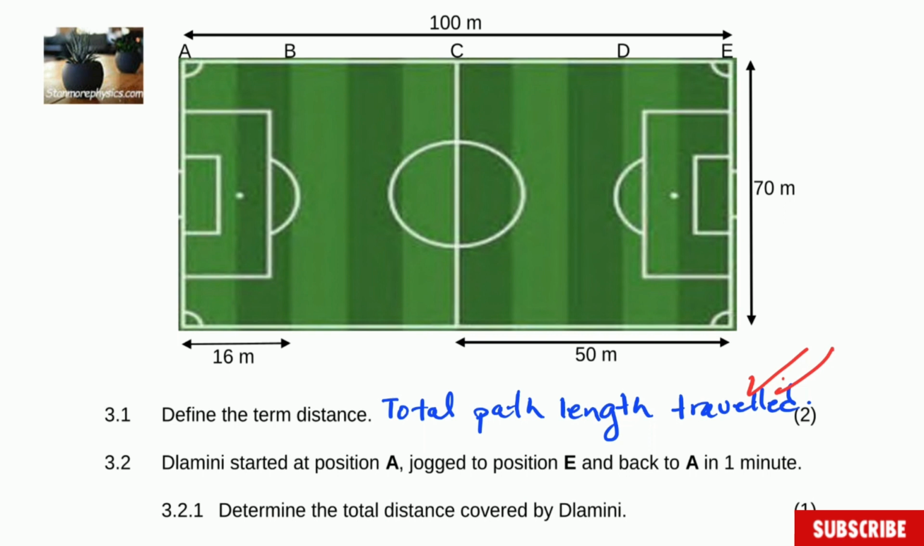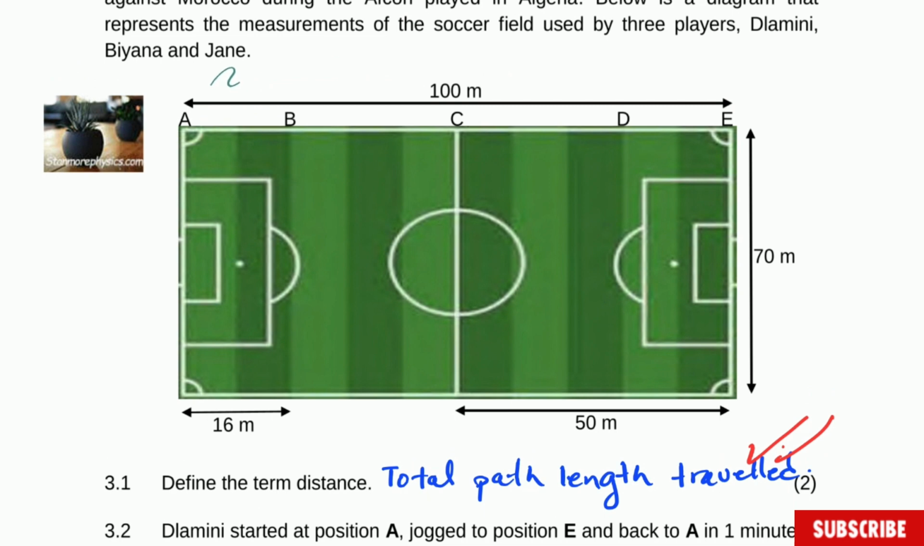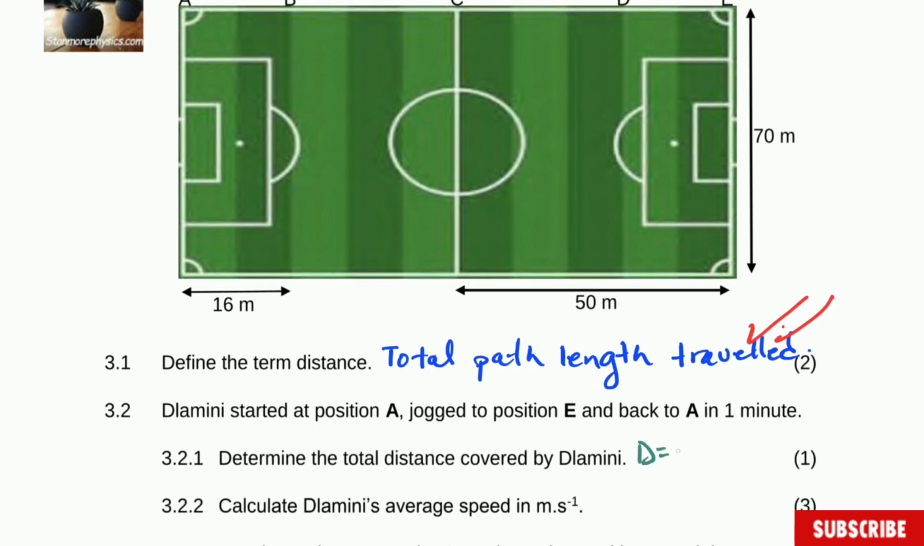Dlamini started at point A, jogged to position E, and back to A in 1 minute. Determine the total distance covered by Dlamini. So Dlamini went from A to E, which is 100 meters, and then went back, which is another 100 meters. So the total distance will be equal to 100 plus 100, and this is equal to 200 meters.